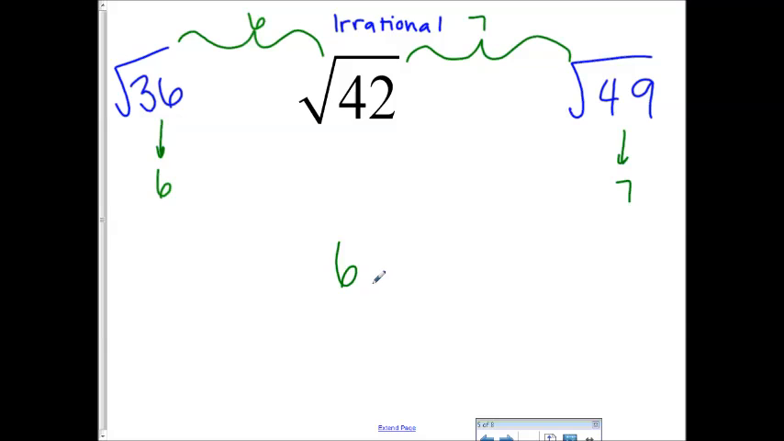So it's going to be 6 point something, probably 3 or 4. We plug it into our calculator, and we see that it's 6.48. We round to the nearest tenth, and we get 6.5. 6.5 squared is not exactly 42.